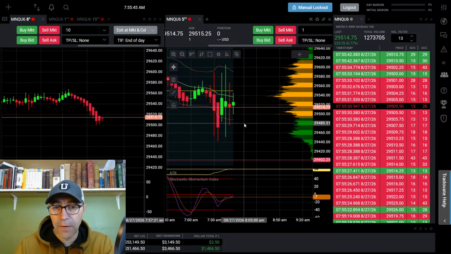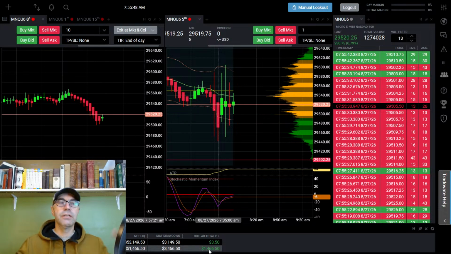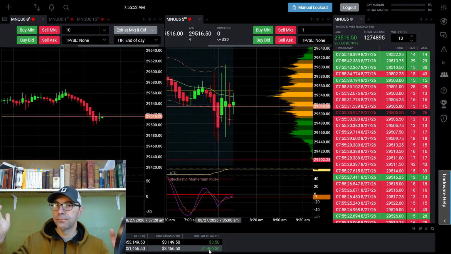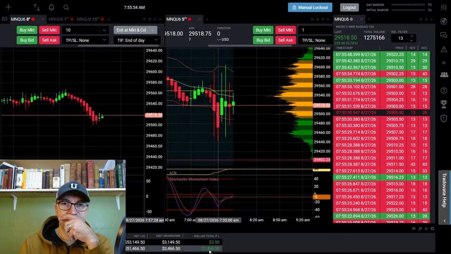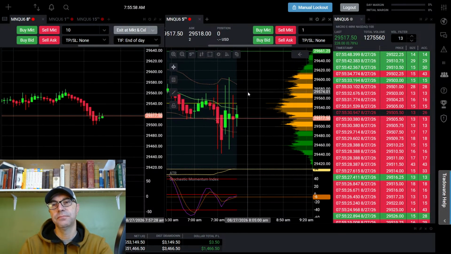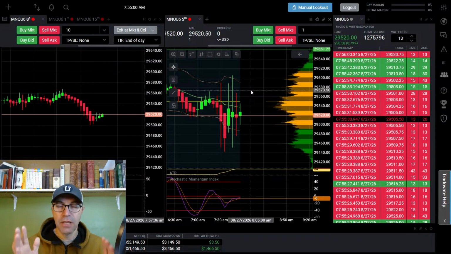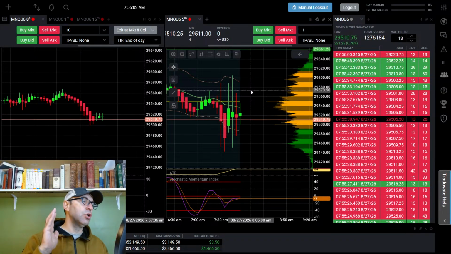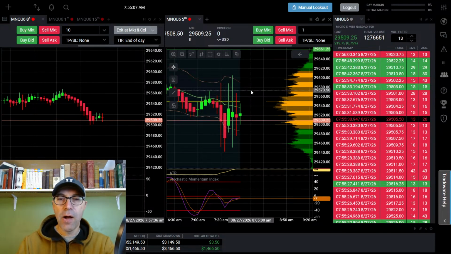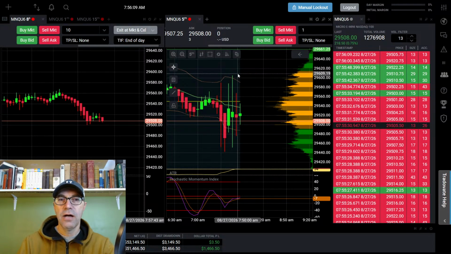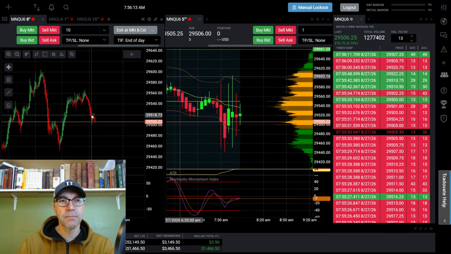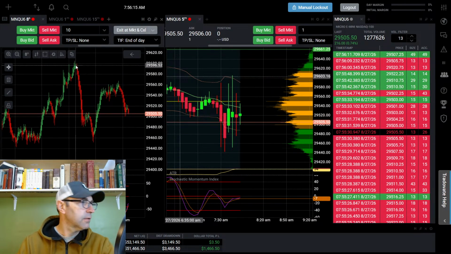That move right there, $1,466. Okay, absolutely unreal. I'm going to have to go back and rewatch this in post of how this price moved. Take a look at this.